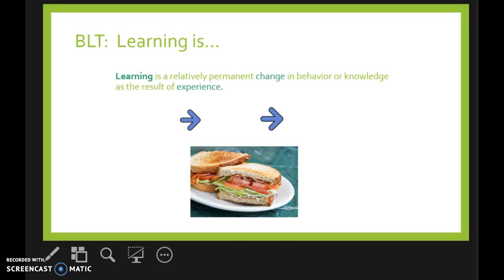So before we actually get to cognitive learning theory, let's review what behavioral learning theory actually is. Remember, learning by definition is a relatively permanent change in behavior or knowledge as a result of experience. From the behavioral viewpoint, the most important relationship is between the environment and the behavior, right? So changes in the environment will result in changes in the behavior.